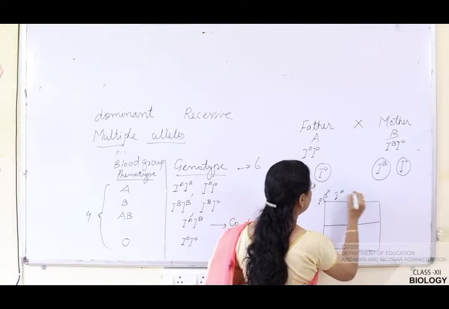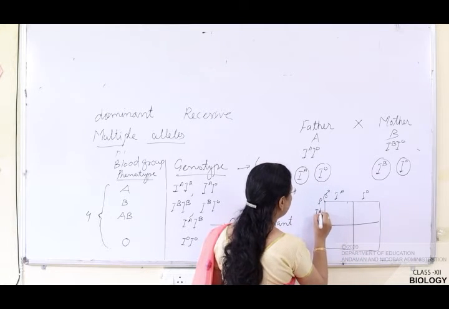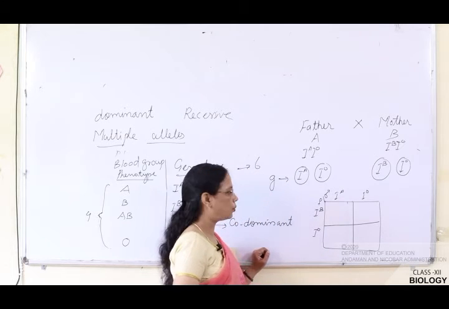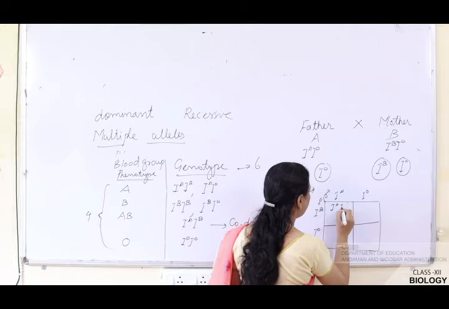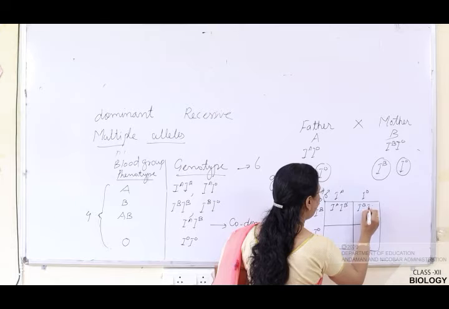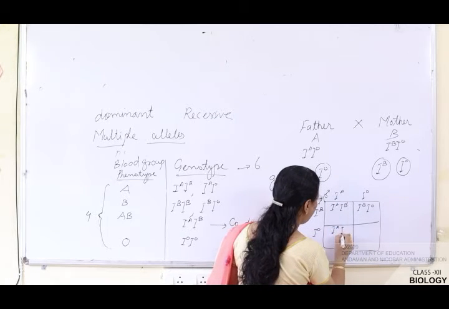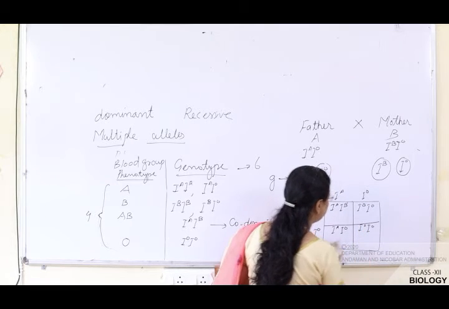IA, one gamete, I0, another gamete here. Mother's is IB, one gamete, other is I0. So it fuses to form IA, IB. Here it fuses to form IB, I0. Here it fuses to form IA, I0, and here it fuses to form I0, I0.